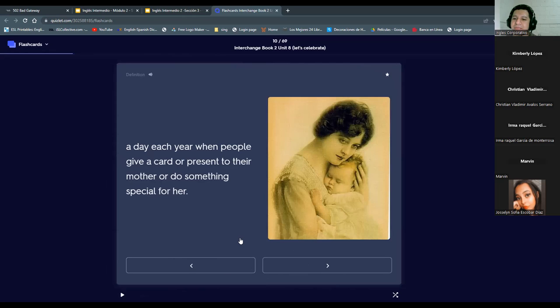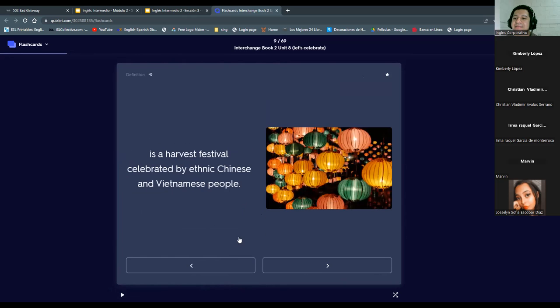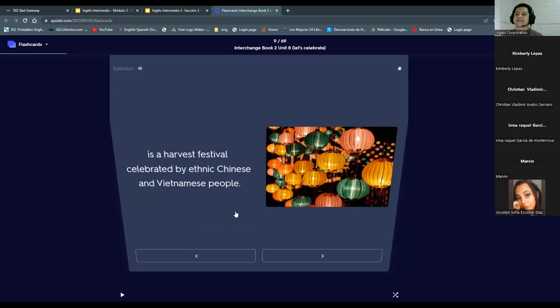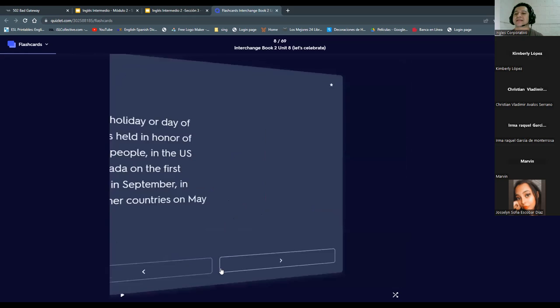A day each year when people give a card or present to their mother or do something special for her. What is that day? Mother's Day, exactly. It's a harvest festival celebrated by ethnic Chinese and Vietnamese people. A harvest festival, un festival de la cosecha. The harvest is cosecha. That is Mid-Autumn Festival. That is the name of that festival.